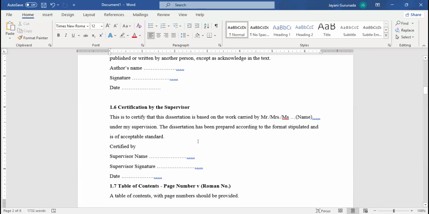Right. Next one, certification by the supervisor. Now I requested the university to divide you among the lecturers. Then each one can go through them.